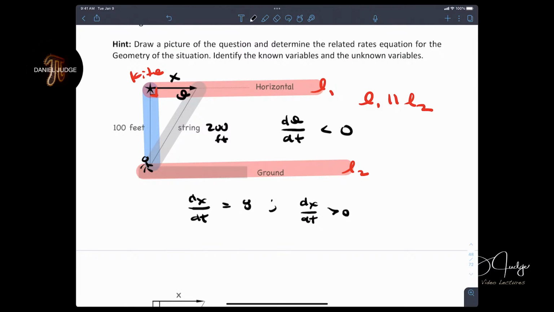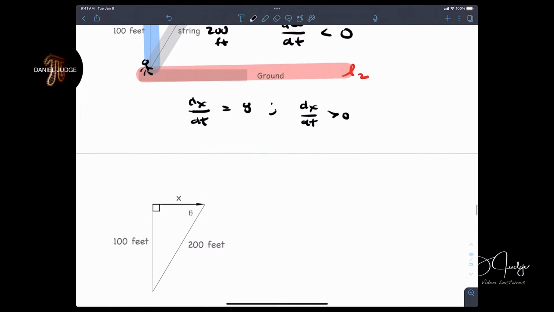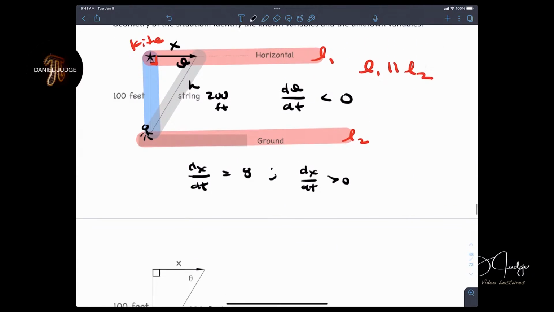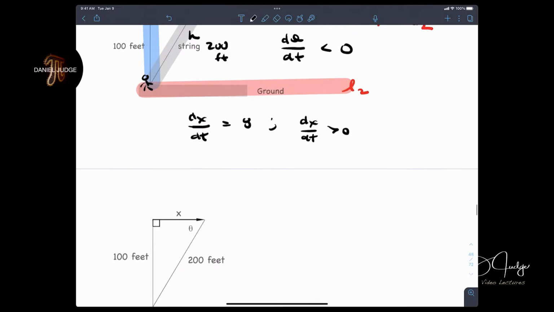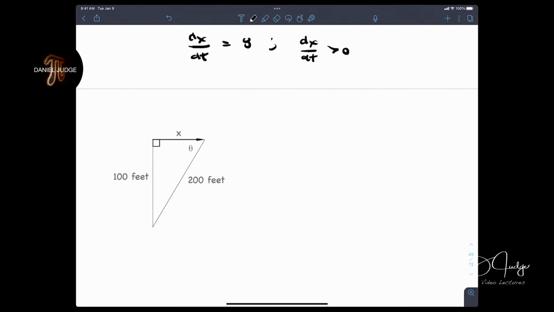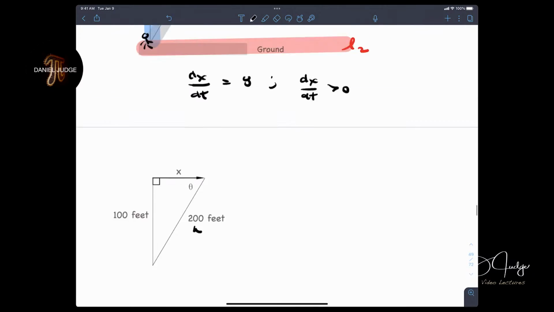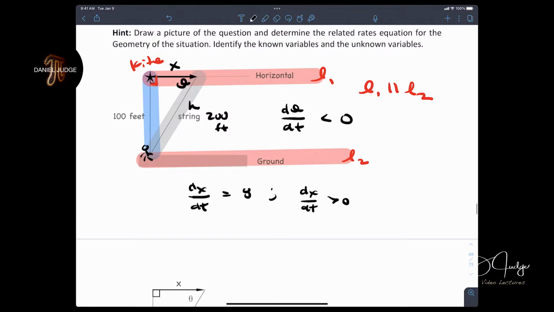And that is maybe h, if you want to call that h, for the hypotenuse of this triangle. Okay, so you have that hypotenuse. And so I want to just draw a picture of what's going on. This is when h is 200, the string. But this is the picture that they gave me. They want to know what is d theta dt. So I'm going to have to relate d theta dt.